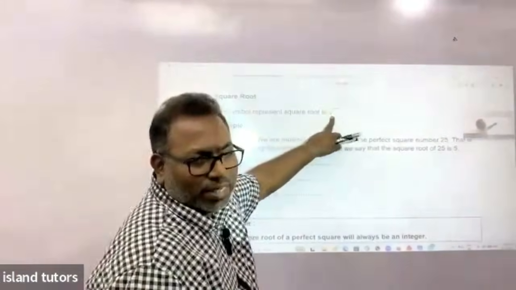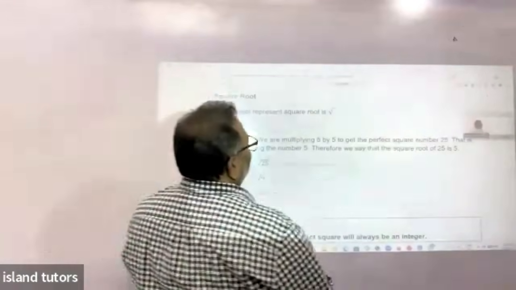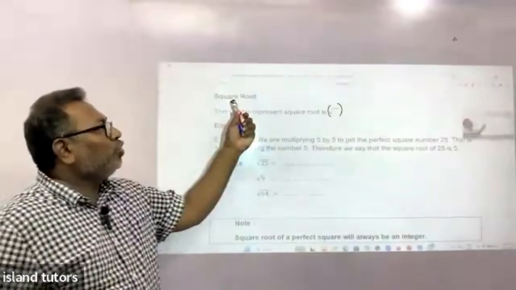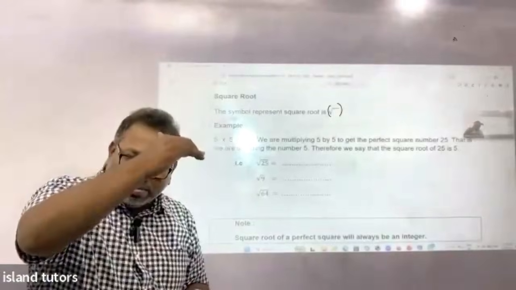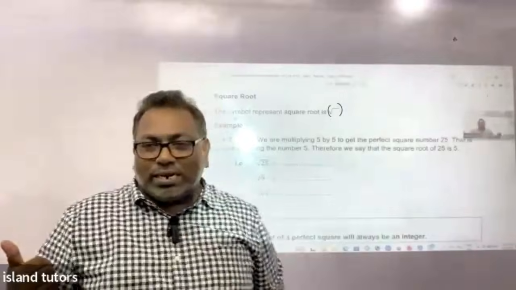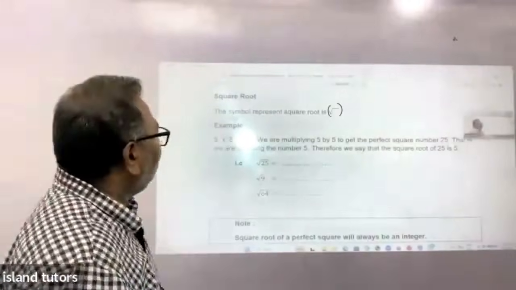Represented by the square root sign, we call it the surd. This is called the surd, which is the square root sign. That means you are getting a square number and then you're bringing it back to the original number. That's what we call the square root. So I'll explain that to you little by little.